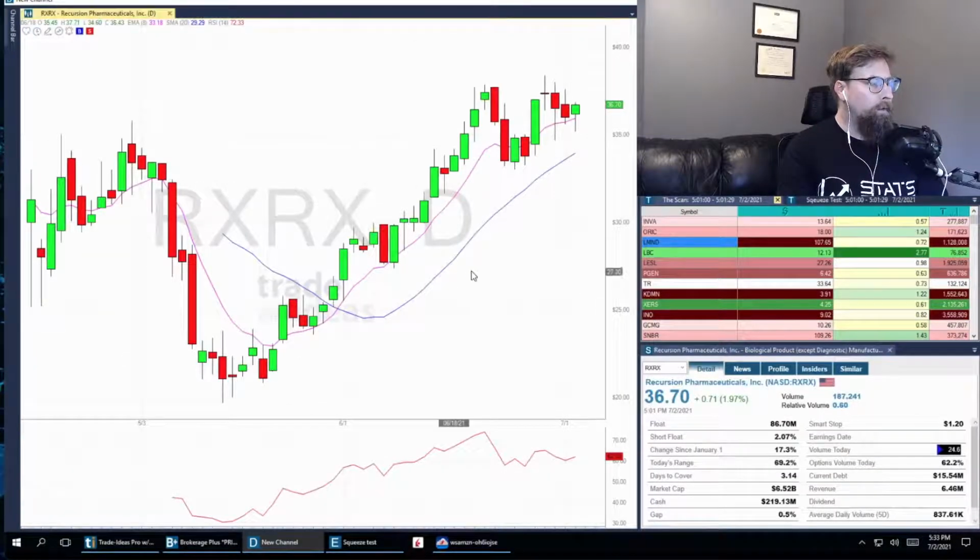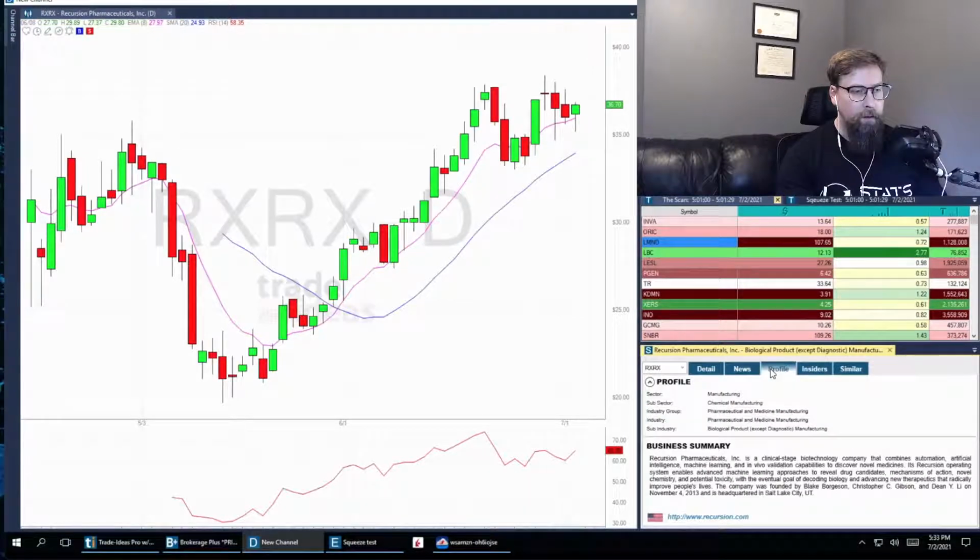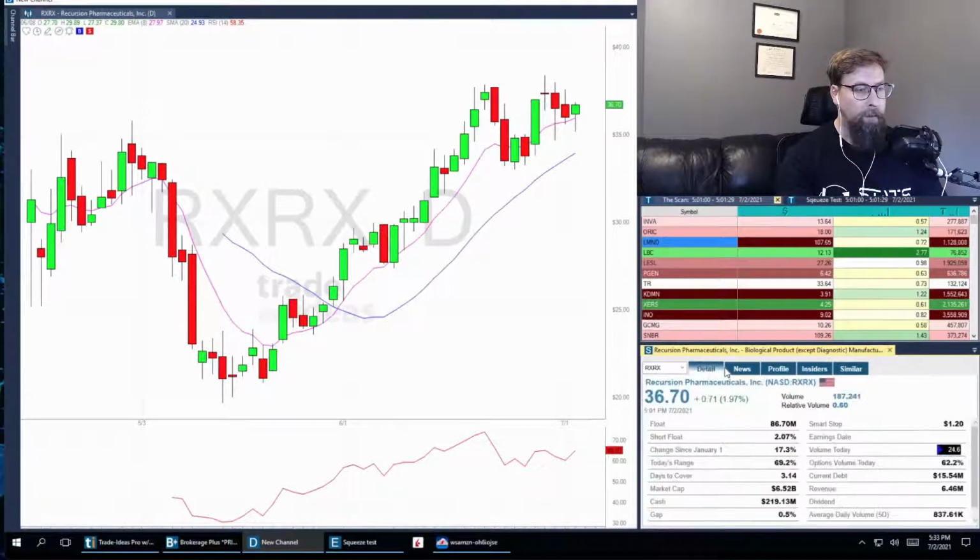Not seeing a lot. Is that a new IPO? That's an interesting one. Recursion Pharmaceuticals. What do they do? Clinical stage biotech company that combines automation, artificial intelligence, machine learning into in vivo validation to discover novel medicines. Biotech. Very risky. I'll take it small.